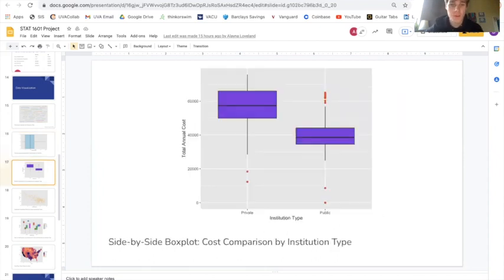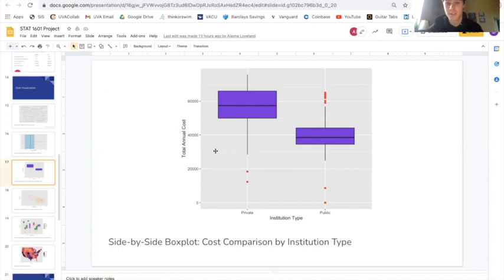Now moving on, we have our second box plot, which is a side-by-side box plot, which is the cost comparison by institution type. We have 2 institution types here on the box plot, private institutions and public institutions. As you can probably already guess, the median cost for public institutions is quite a bit lower than private institutions.